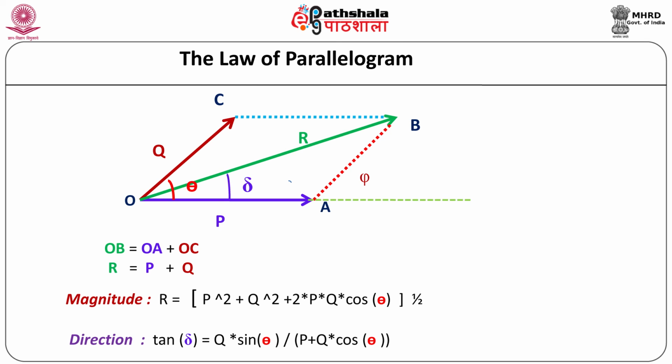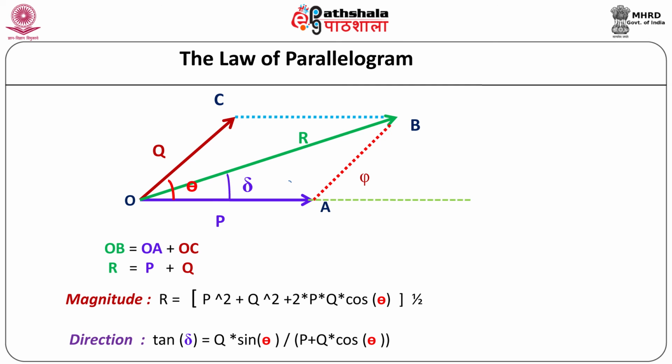Complete the parallelogram OABC with OA equal to P and OC equal to Q with suitable scale. Then the diagonal OB drawn from O to B represents the resultant of P and Q in magnitude and direction with the same scale. Elementary trigonometrical manipulations yield the result for magnitude R and direction delta of the resultant with vector P as shown.